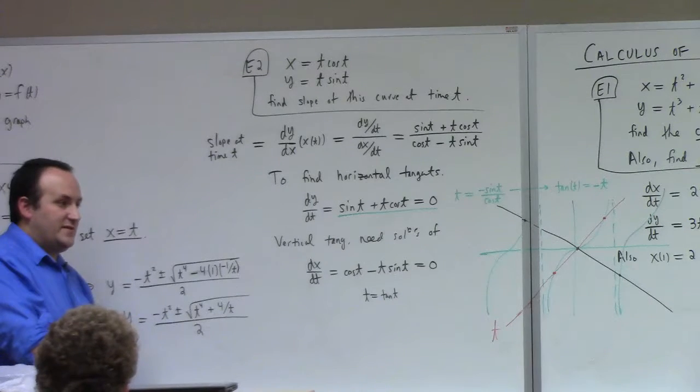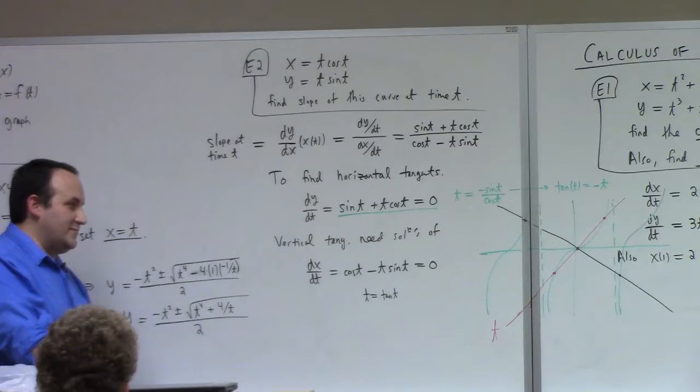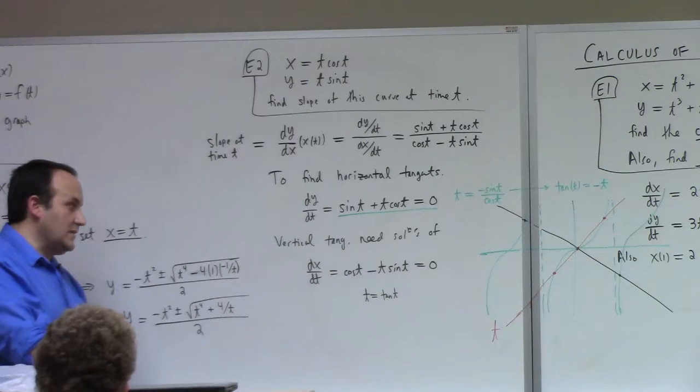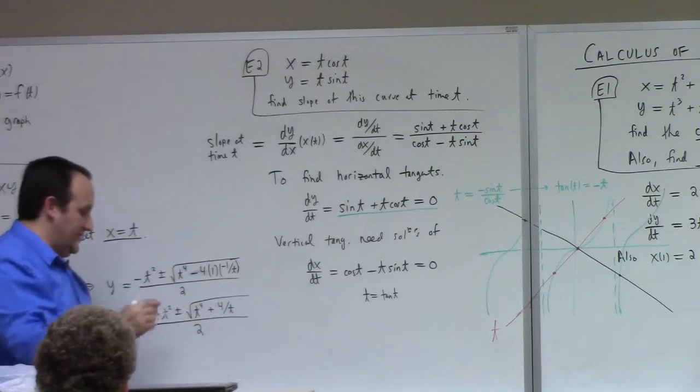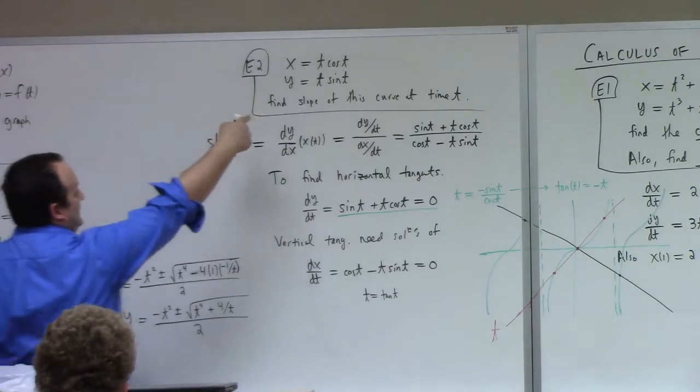If both of them are 0, it's up for grabs. It requires further analysis. You have to think about limiting procedures approaching the point to figure out what's going on actually. But this one, I'm not sure how to describe it. I mean, what is this thing?